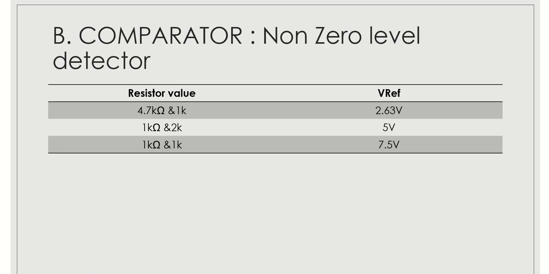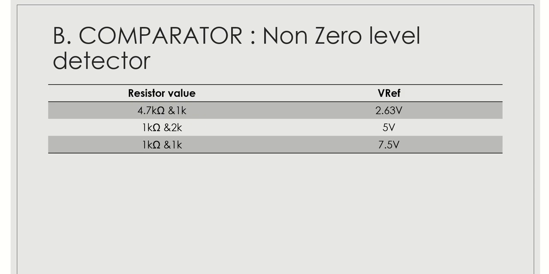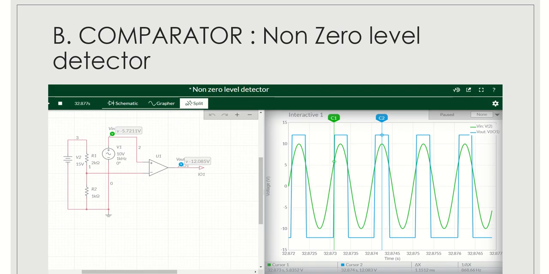Second, for the non-zero level detector. For the non-zero level detector, V reference, I calculate, I got 2.63 volt for resistor 4.7k R1, and the waveform shows like that. And for resistor 1k, I got 5 volts. Waveform still like this, same.